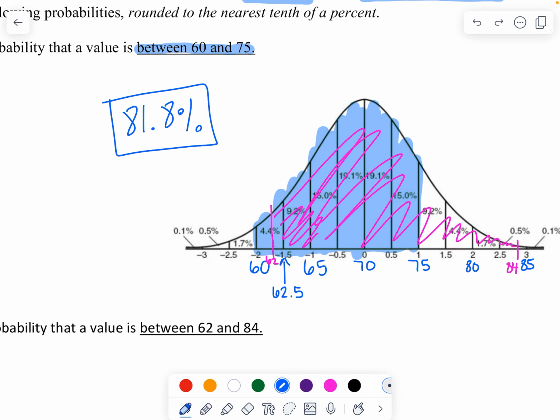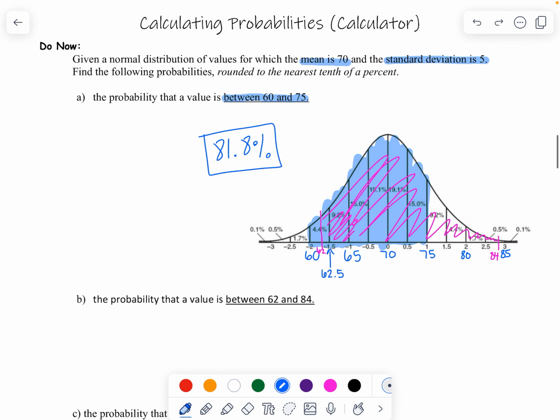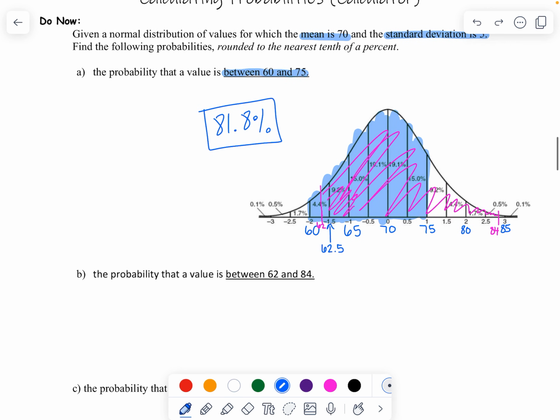So instead of using the curve, we're going to use our calculator. The first thing we're going to do is go to our calculator and click 3 buttons. We're going to first click second. Then we're going to click VARS. And then you're going to click down to the second choice. It says normalcdf. Now I'm going to show you right now what that looks like in my calculator. Mine on here is a little different than yours.